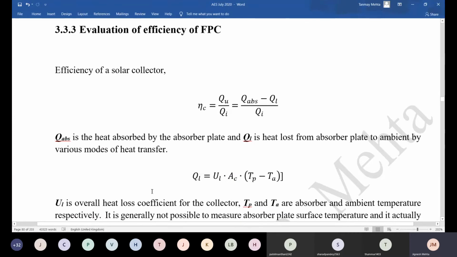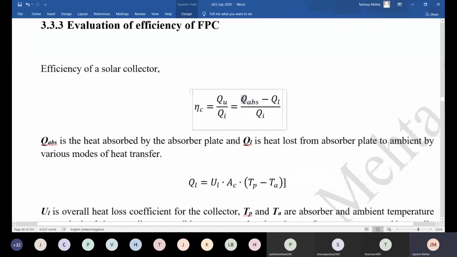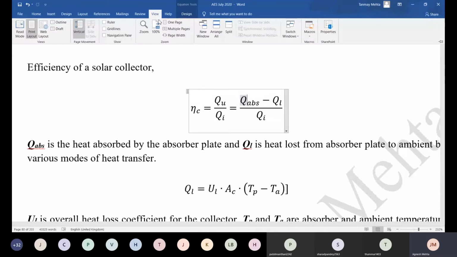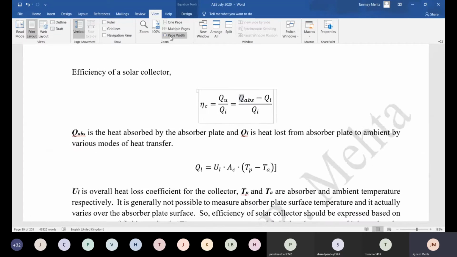So efficiency is useful energy upon the input energy. So useful energy is something which is absorbed by the absorber plate, right? That is Q_abs, what is absorbed. So this is after the absorption takes place. So transmission loss and absorption loss are already taken care of, right? Transmission loss and absorption loss are already taken care of here.